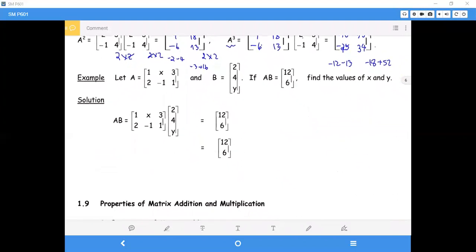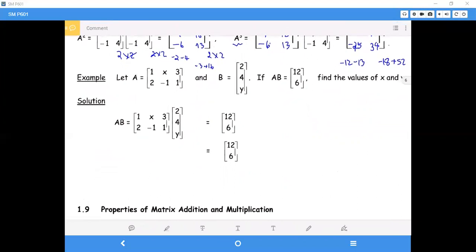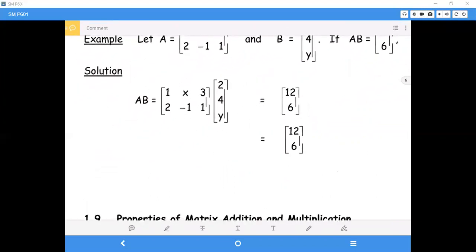Okay, let's go to the next one. Find the values of x and y. We have matrix A, we have matrix B, and AB, which is A times B, is 12 and 6. And you have to find the missing numbers x and y. I'm going to zoom it in a little bit.